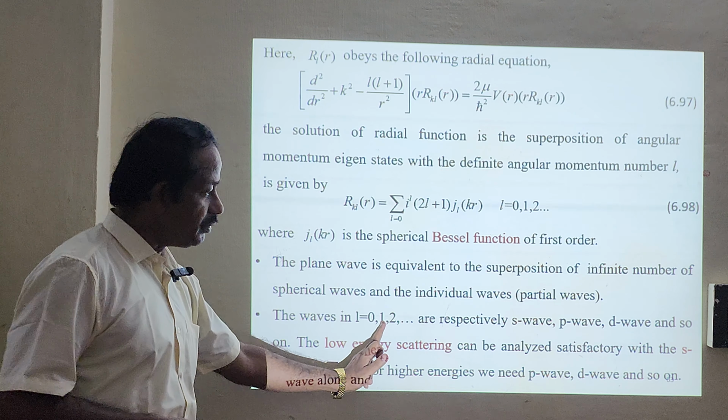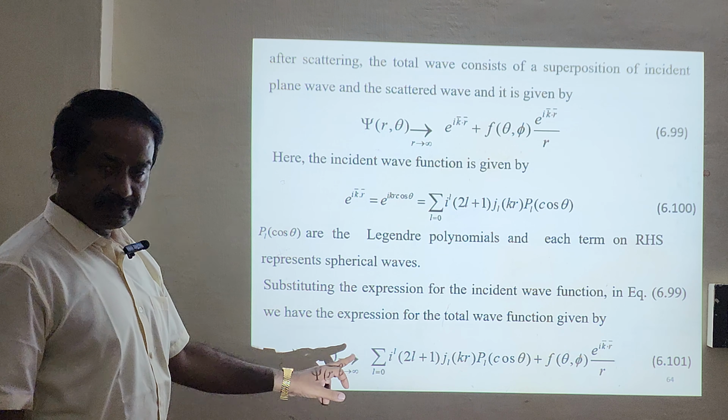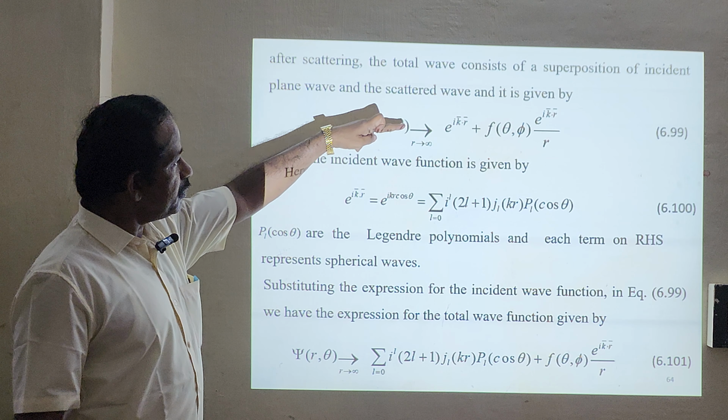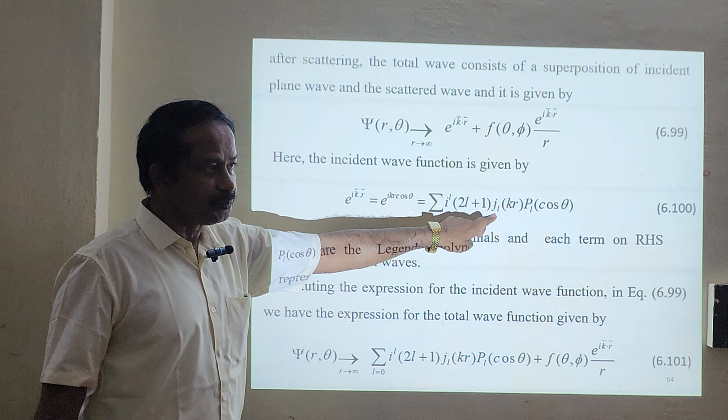Now we are going to substitute the expression for the incident wave function in equation 6.99. We will get the wave function equal to this, where it is replaced by this one, plus f of theta comma phi times e^(ikr) by r. Instead of e^(ikr cos theta), you write this expression and substitute in this equation to get equation 6.101.